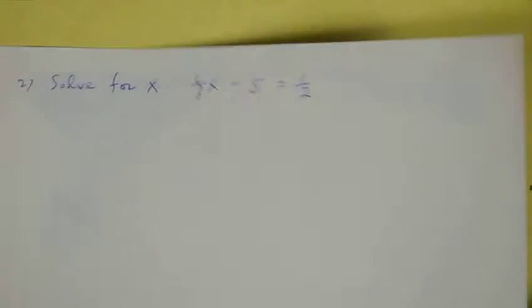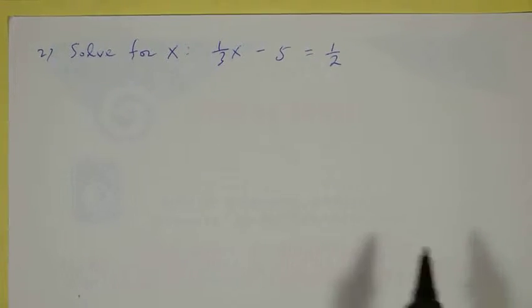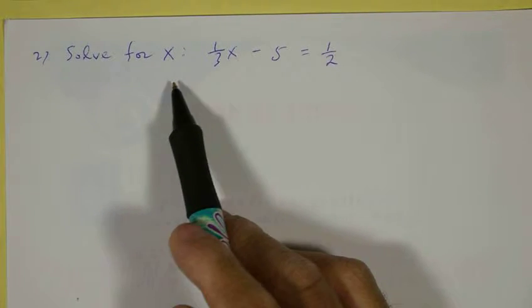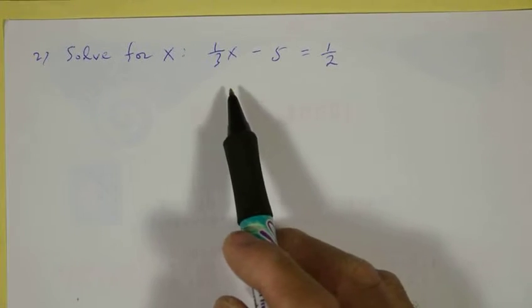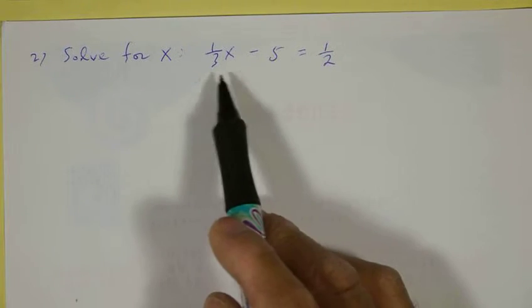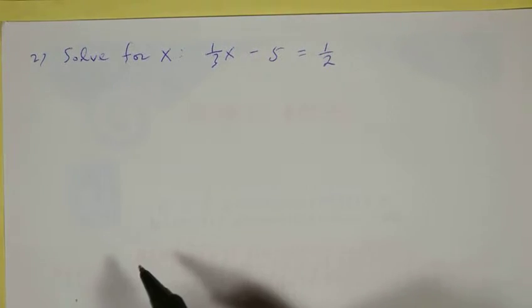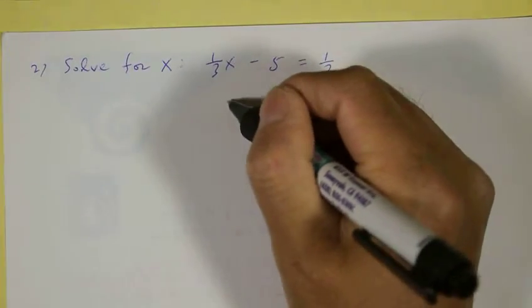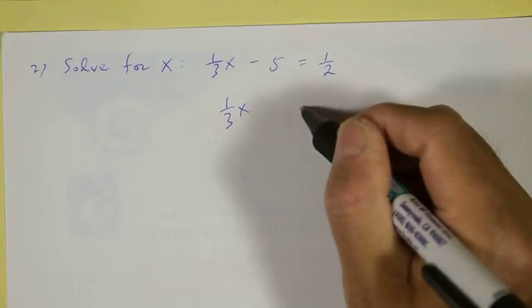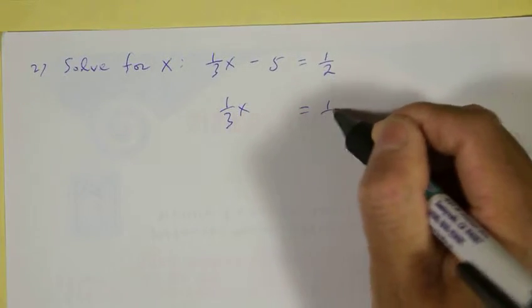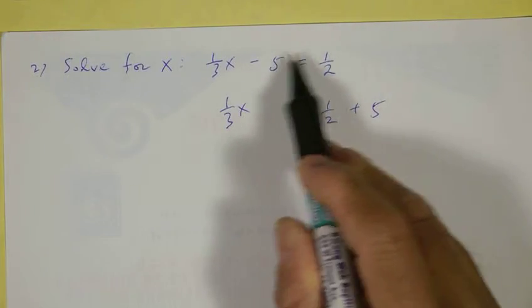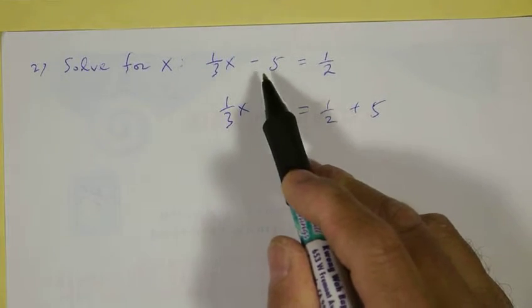So next, let's do a second example here. In my second example, I solve for x. Sometimes the variable may be x, t, or y, or whatever. In this case, x. It's very common in most textbooks. So 1/3 x minus 5 equal to 1/2. So you keep the variable on the left, 1/3 x. The minus 5 here, you may bring over to the other side. So you have 1/2 plus 5. There's a negative on the left hand side. When you move it over, you change the sign from negative to positive.